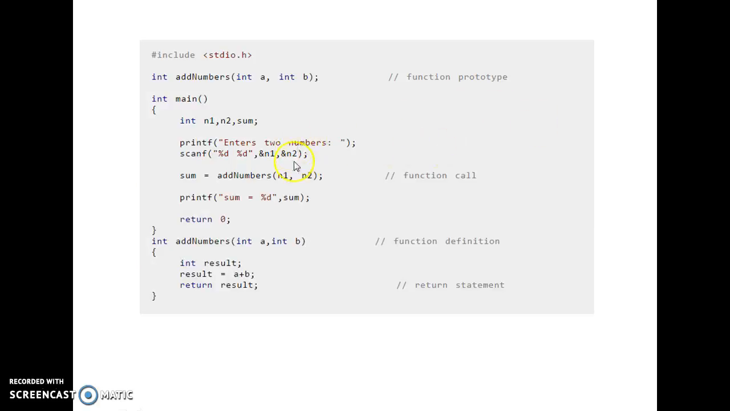A simple example showing the use of a user-defined function is adding two numbers. This is the main program. This one is the function prototype, with the function name and its arguments with the data types and return type. And inside the main function, a function call is made at this location. In the actual function definition, the sum of two integers a and b is performed inside the function.